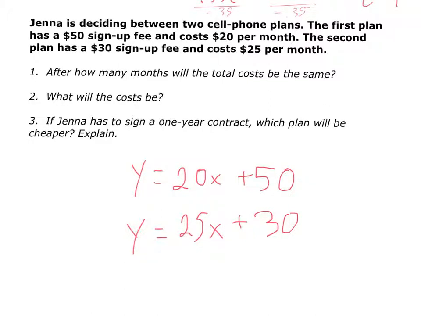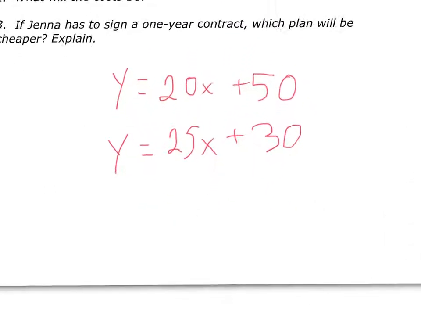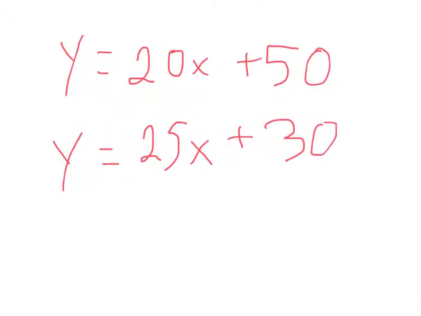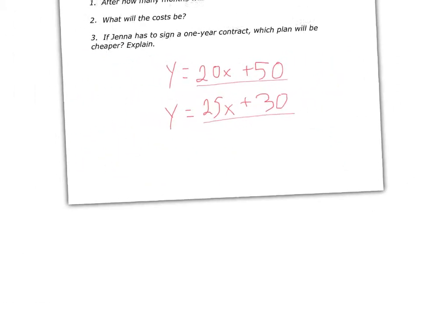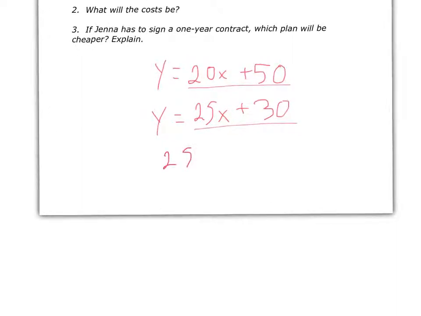Okay, so there's our 2 equations that represent each cell phone plan, and it wants to know how many months until the total cost will be the same. Well, if you wanted to solve this, all you would have to do is either graph it or set these 2 things equal to each other. So if we did that, it would be 25x plus 30, all equaling 20x plus 50. Okay, so we could go ahead and solve that for x and get your answer.